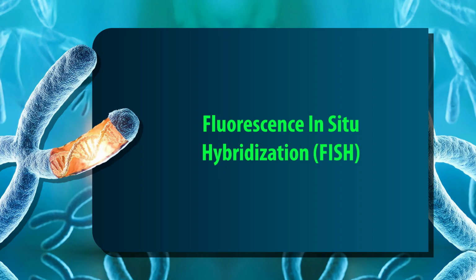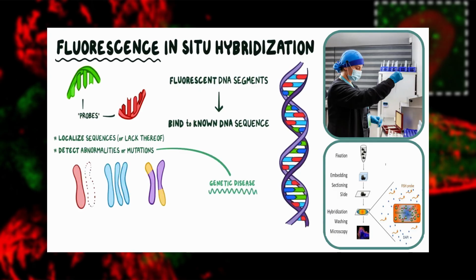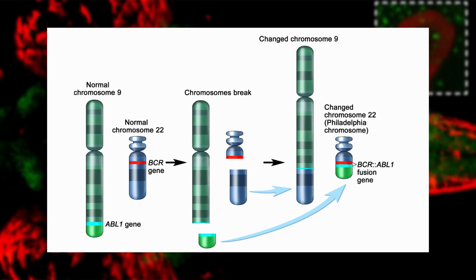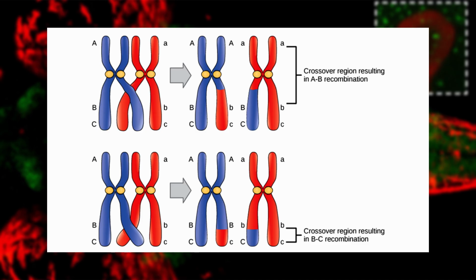Fluorescence in situ hybridization, or FISH. FISH uses fluorescent DNA probes to bind specific regions, visualized under a fluorescence microscope. It identifies translocations, deletions or duplications, such as the Philadelphia chromosome in leukemia, and maps genes during meiosis.